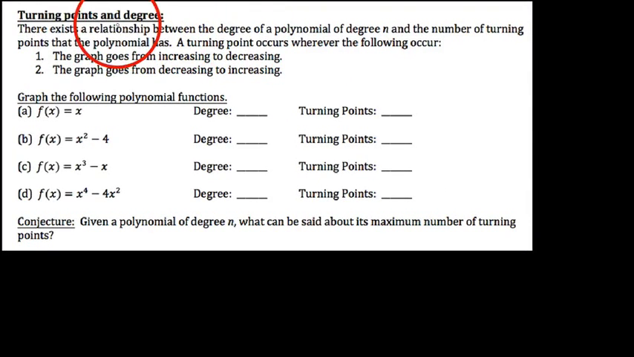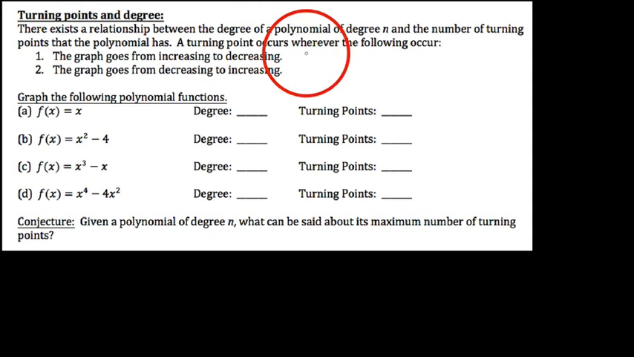Okay, YouTube, in this video we're going to highlight the relationship between the turning points for a polynomial function and the degree of a polynomial function. There's definitely a connection there. So we say that there does definitely exist a relationship between the degree of a polynomial, of degree n, we'll just say in general, and the number of turning points that it has.